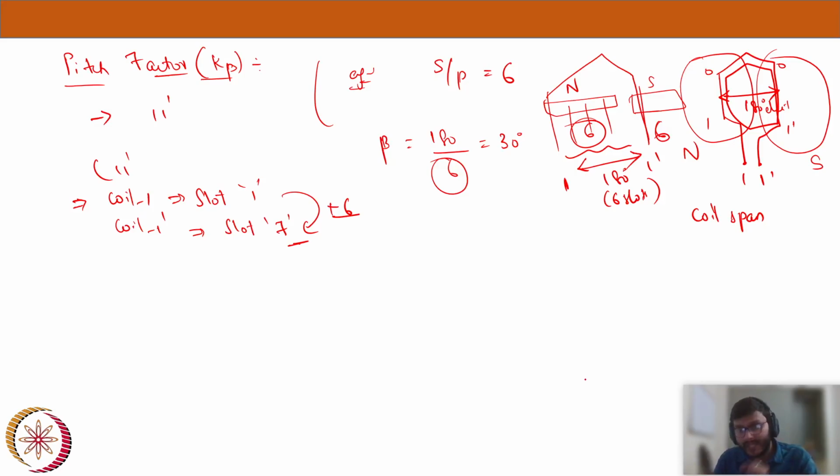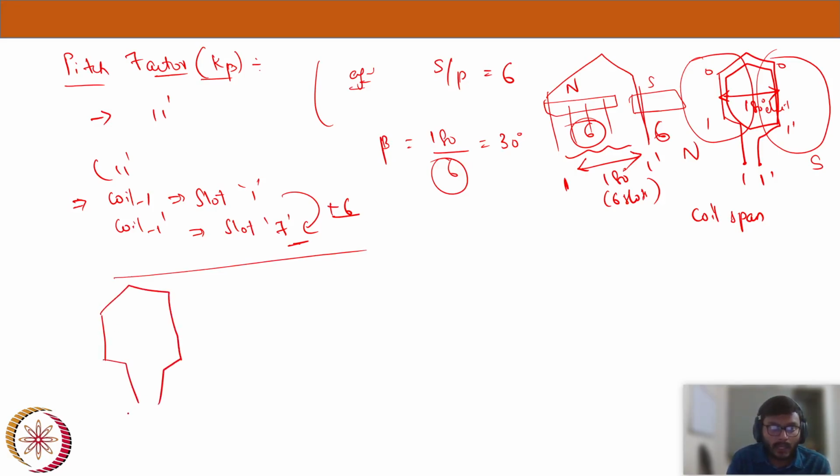Now, there comes a case where we don't place in that fashion. That means I won't cover 180 degrees. Let's say this is my case, 1 and 1 dash. This time I won't cover a coil span of 180. I will just place till 150 only. So there is a 30-degree gap there. This kind of connection we call short pitching.